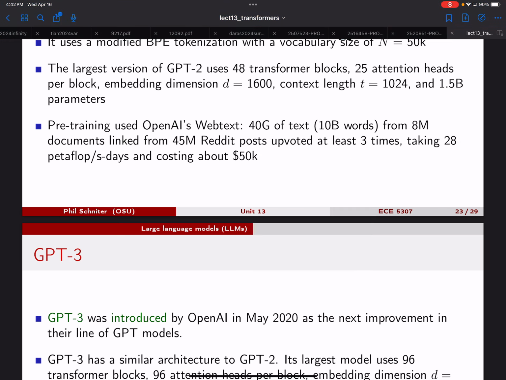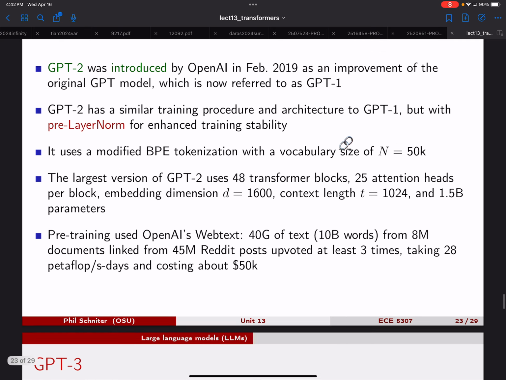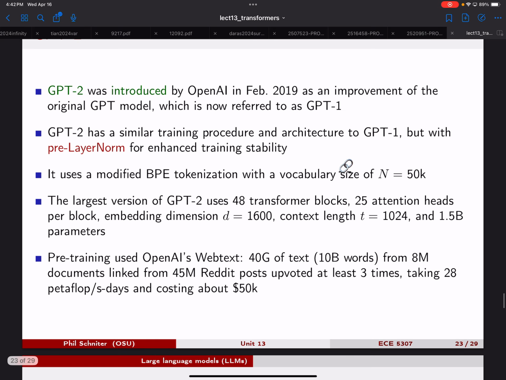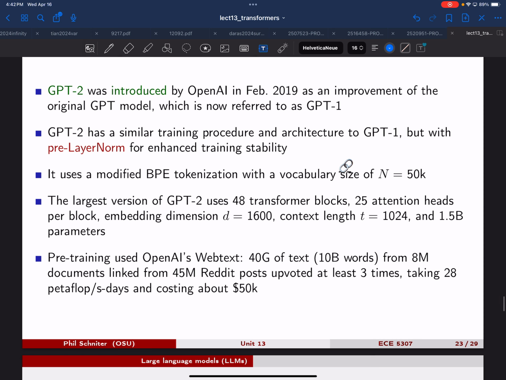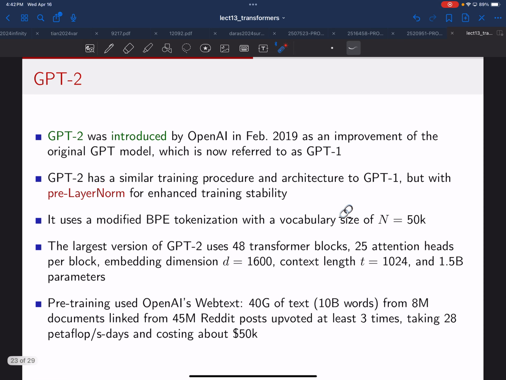Okay, from 6 to 28, and the price is back up to 50,000. Okay, so that was GPT-2. Any questions on that one?